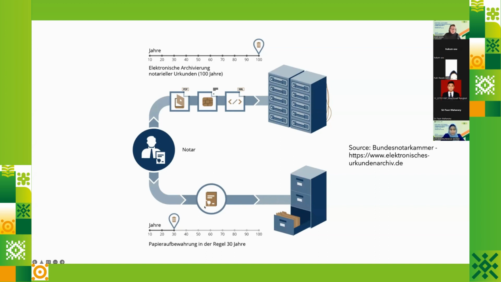The paper form is regularly kept only for 30 years. After 30 years, it can be deleted or destroyed, but the digital form will stay there archived for 100 years. So after 30 years, you still have this electronic archive. And in the beginning, we still have this paper form, which is a sort of safety, yeah? So a double safety for the existence of this document.